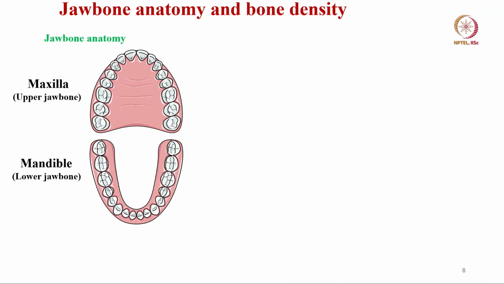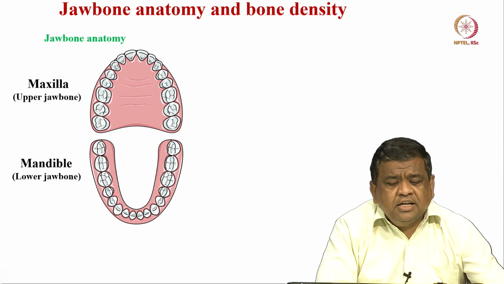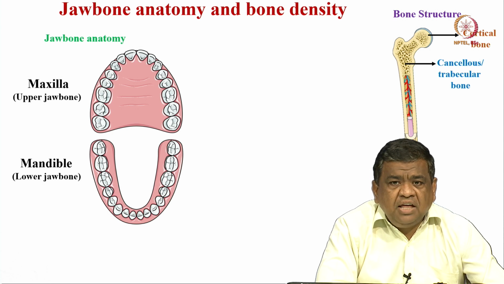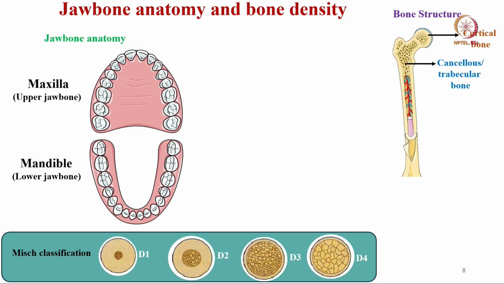Now, I come back to this jawbone anatomy which I have shown you a few slides back, just to explain that in the jawbone, in both maxilla and mandible, the bone density will vary. So, bone density in dental implantology often follows a classification. First of all, if you look at this femoral bone structure, a large femoral structure, you have cortical bone, that is the outer cover, and you have cancellous or trabecular bone, that is a spongy structure.